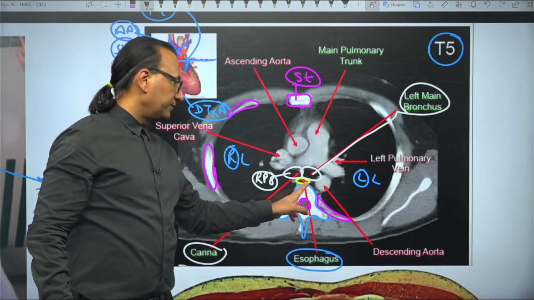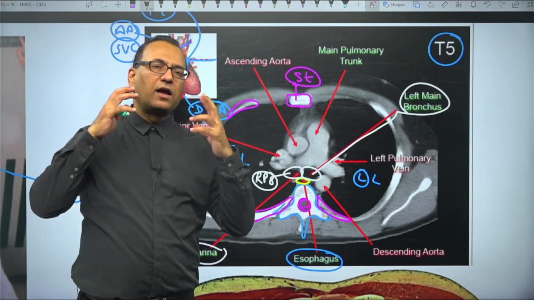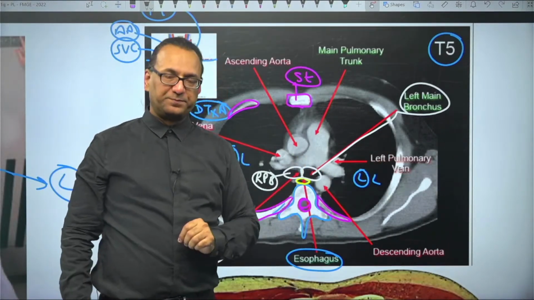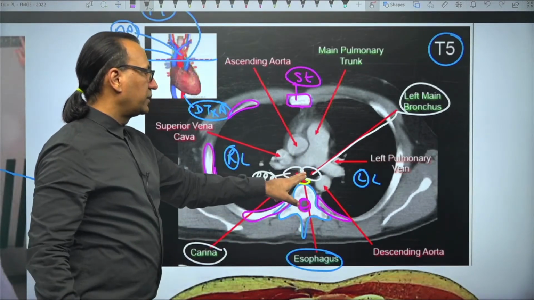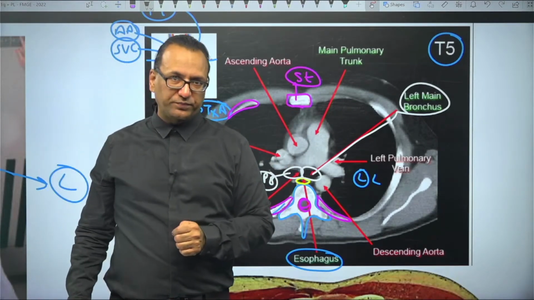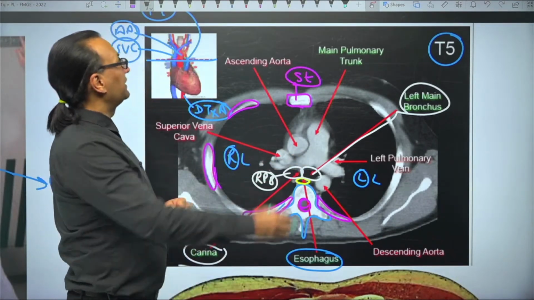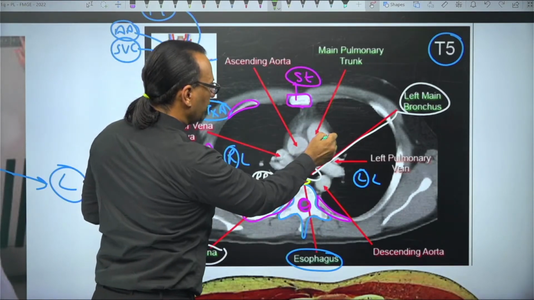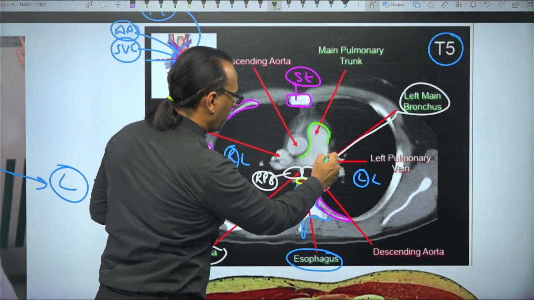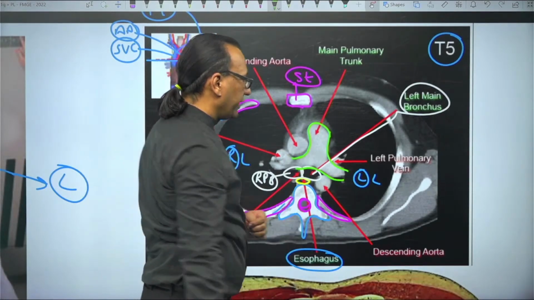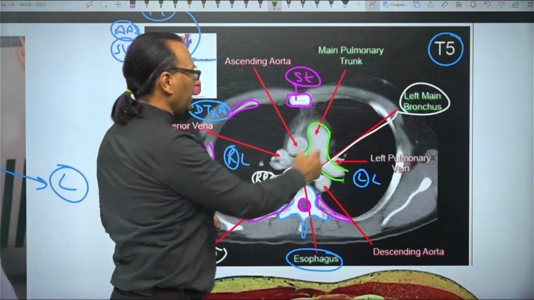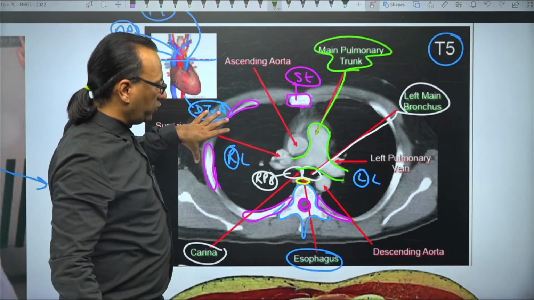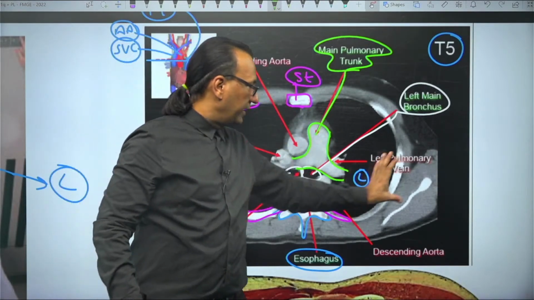Carina is at the bifurcation and right principal bronchus sending air into right lung and left principal bronchus sending air into the left lung. Now, if that is esophagus, this is the trachea, what is in front of that? Here you can see one vessel which I can use some color which is different from all these colors. This is right ventricle sending the pulmonary trunk dividing into two pulmonary arteries.